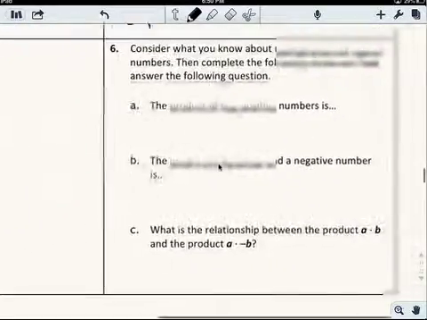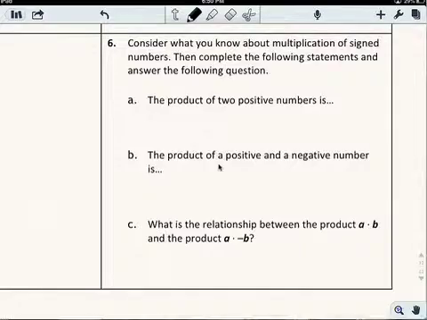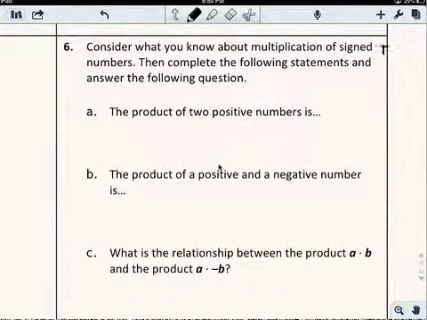Okay, let's draw some conclusions. Consider what you know about multiplication of signed numbers. Signed just means positive and negative, which those aren't the symbols for that because I can barely write right now. Whoops, it's getting worse, folks. Positive and negative. There we go. Then complete the following statements and answer the following question.